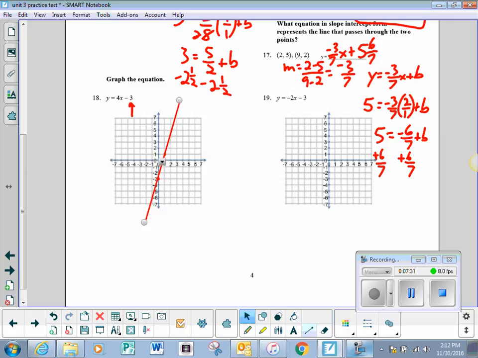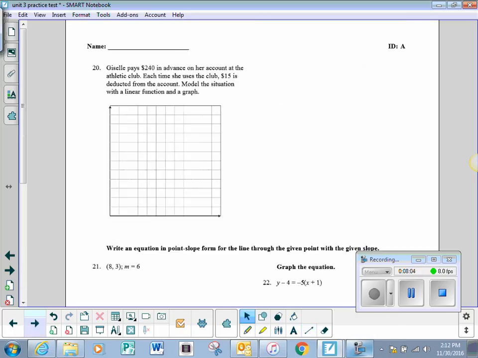Okay, there we go. On the next one, we have y equals negative 2x minus 3. So this also has a y-intercept of negative 3. But it has a negative slope. So I'm going to rise negative 2, run positive 1. Or rise positive 2, run negative 1. And let's go ahead and graph that line. Please use a ruler. Please use arrows on the end of your lines, because this does go on forever. There you go. Okay, moving on to the next page.